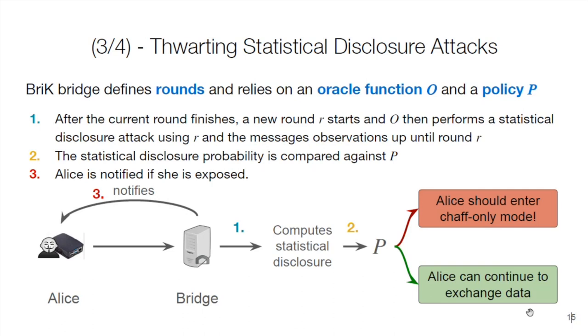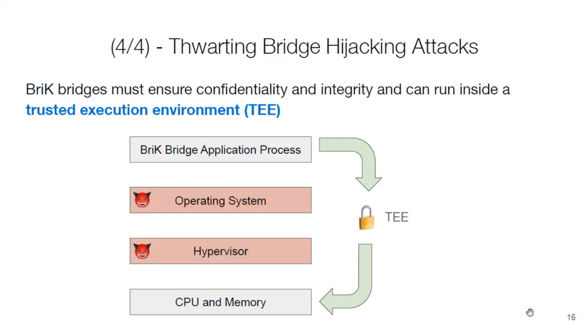So the bridge performs statistical disclosure attacks using all of the information from the previous round. It passes that output to a given policy, and then the policy decides, okay, Alice is probably exposed to statistical disclosure, so we should notify Alice that she should enter a chaff-only mode. So do not open any Tor circuits for a couple of rounds, but still keep her hub connected to the bridge. And a couple of rounds later, when it's safe again, Alice can then start or open new Tor circuits to the network.